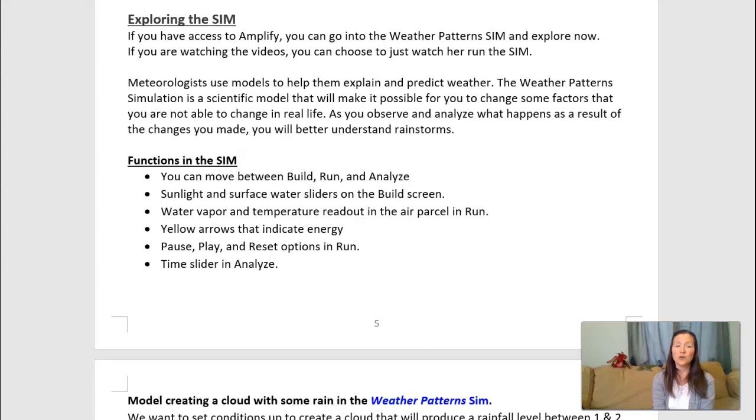The next thing that we're going to do is go into the sim and gather some evidence there. If you have access to Amplify, then I highly suggest that you pause this video and go play around in Amplify and fill out the sections in the packet, and then come back and watch the video and see if you got it right. But if you don't have access to the sim, that's okay because we're going to do it together.